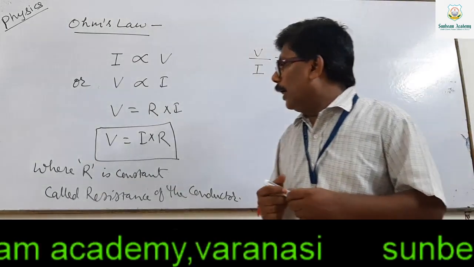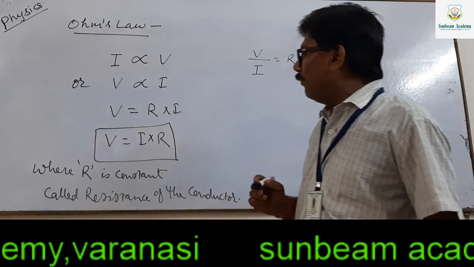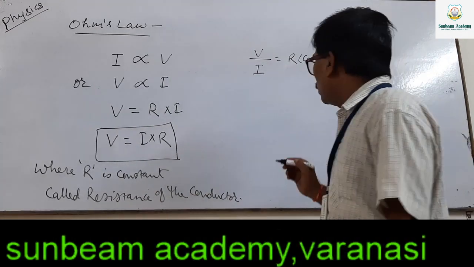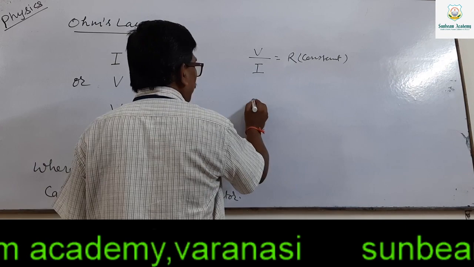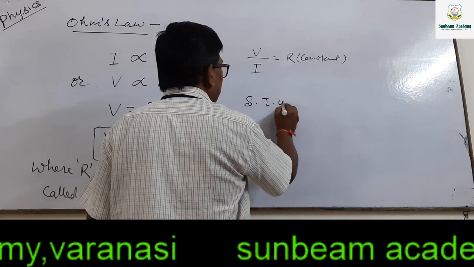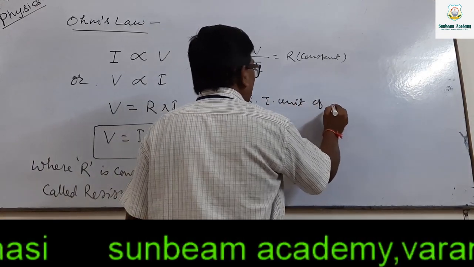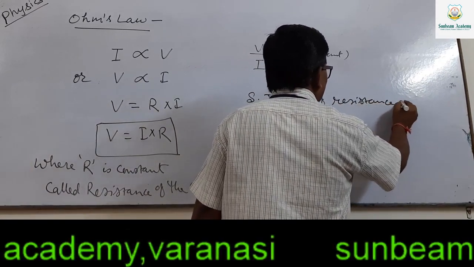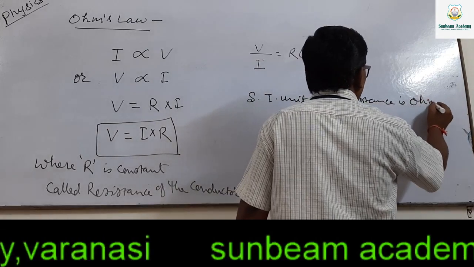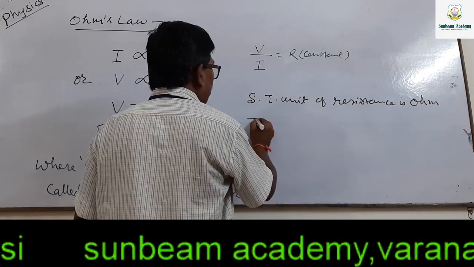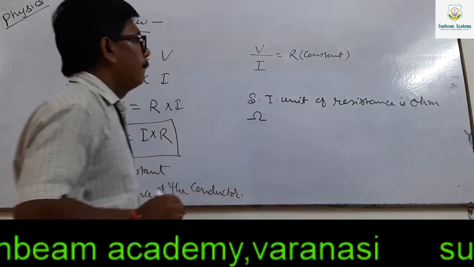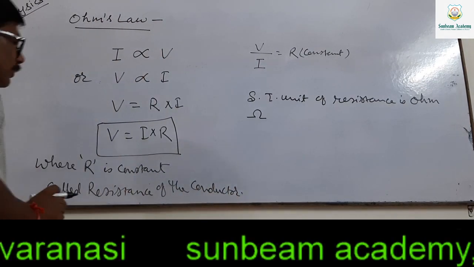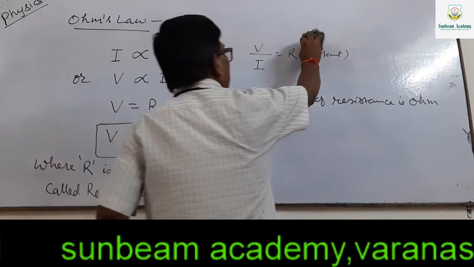And SI unit of resistance is ohm, and the symbolic representation is this omega. Now that is the general definition of resistance.